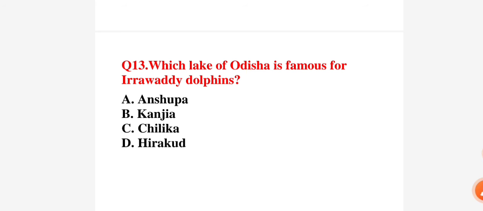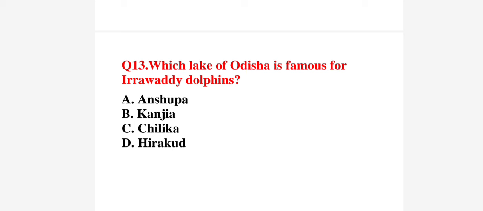So Irrawaddy dolphins is a rare species which is found in Chilika. Okay. If I tell you the IUCN status, that is endangered species. Okay. Irrawaddy dolphins are an endangered species. And if I talk about Lake Chilika, Chilika is the world's largest brackish water lagoon. Okay.